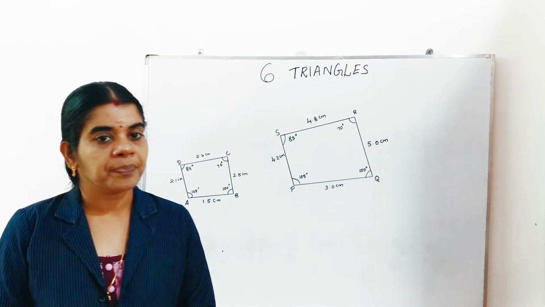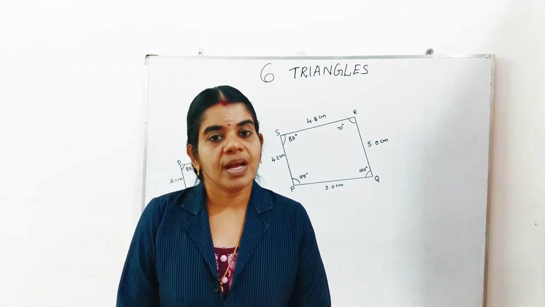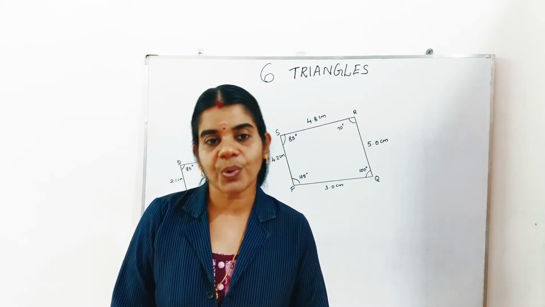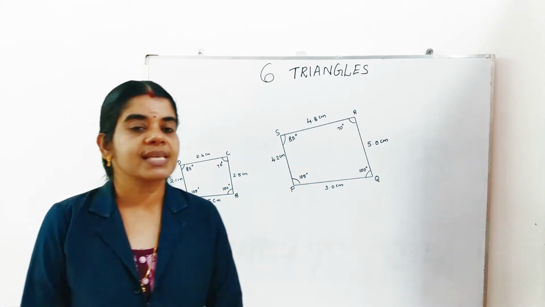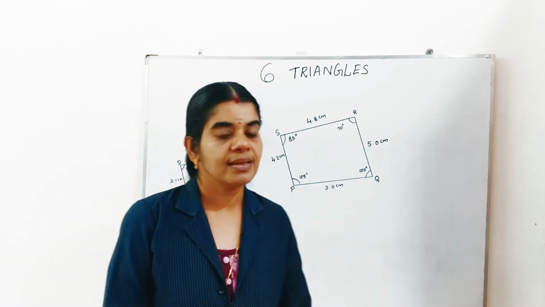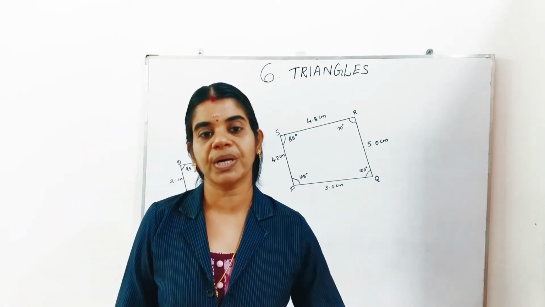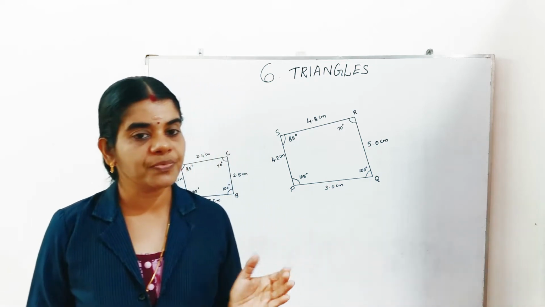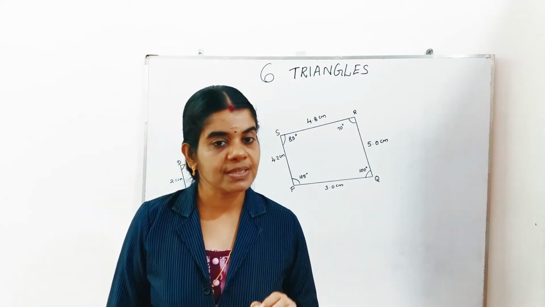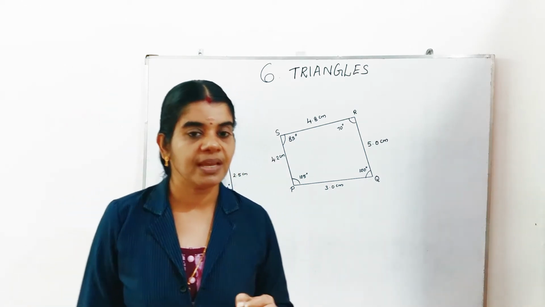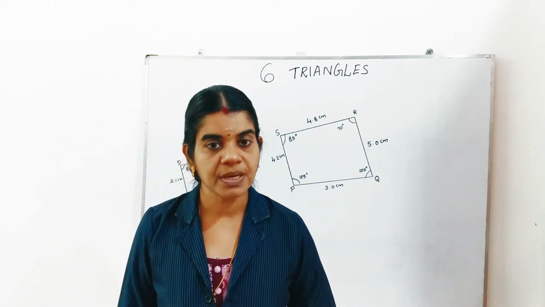Now we are discussing how we can say whether two polygons are similar or not. If two polygons have the same number of sides, then their corresponding angles must be equal and the ratio of their corresponding sides must be equal, only then the two polygons will be similar. Once again, two polygons with the same number of sides are similar if their corresponding angles are equal and their corresponding sides are in the same ratio.